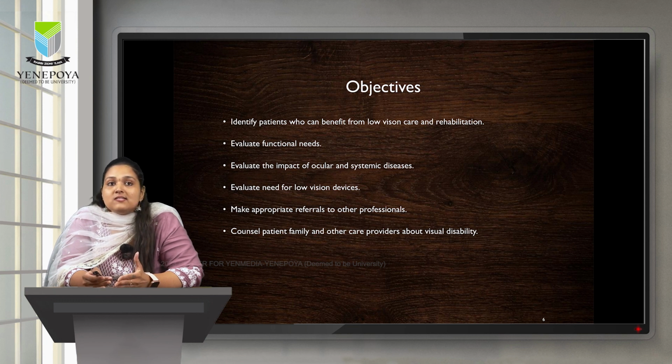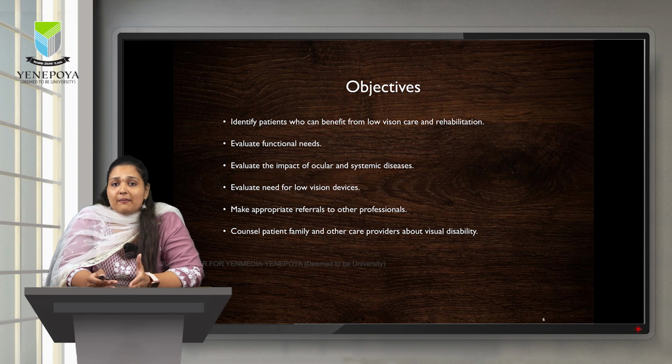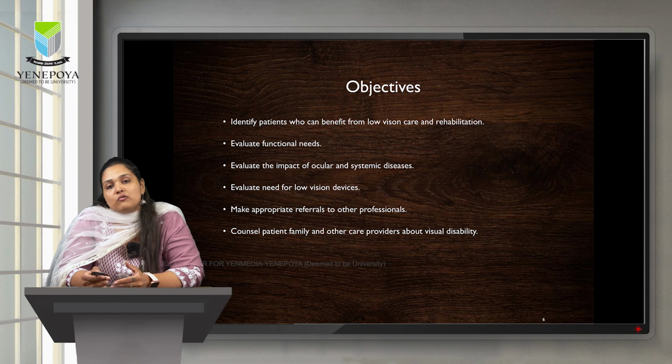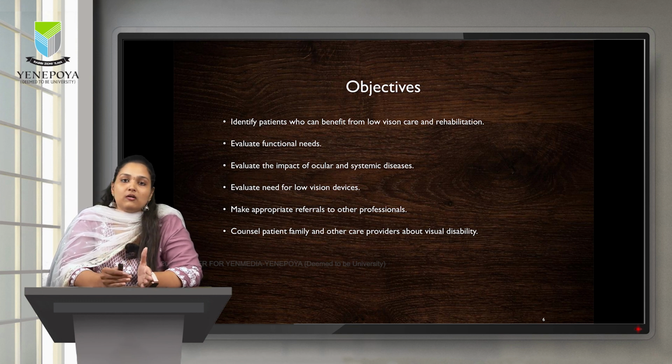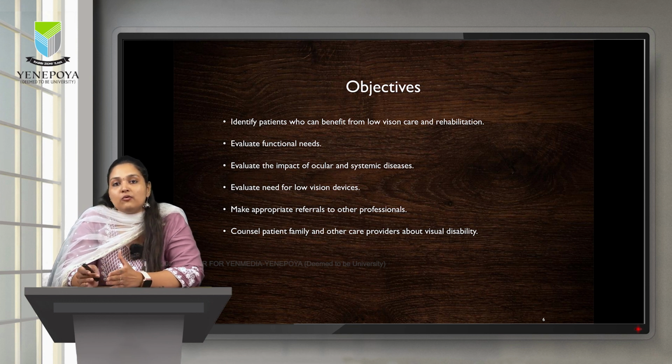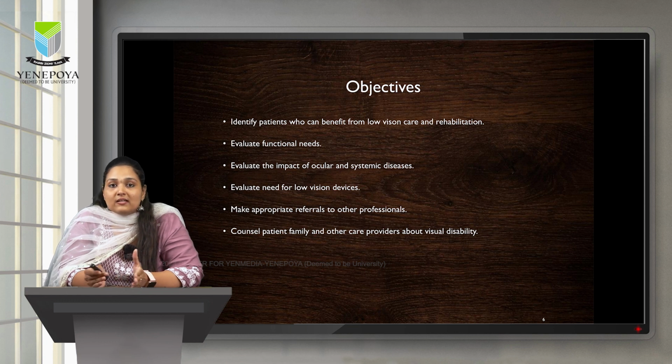But in the case of some parents, what happens is, some relatives or parents will say, oh, this is a low vision patient, let him stay in that one room itself, let him not come out, or let him not mingle with society. So they will just put that person in one room itself. So these two categories of relatives and patient parties, a low vision specialist will be dealing with. So counseling the patient, family and the care providers is very, very important when it comes to a low vision specialist.